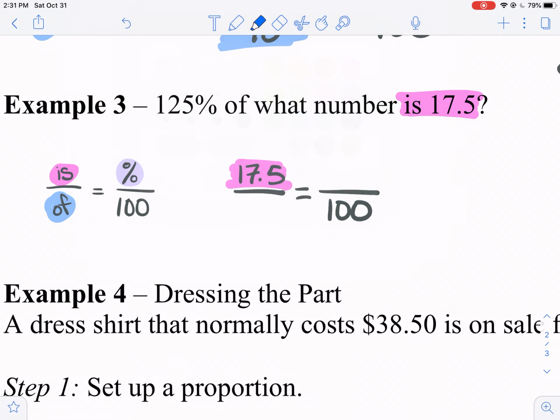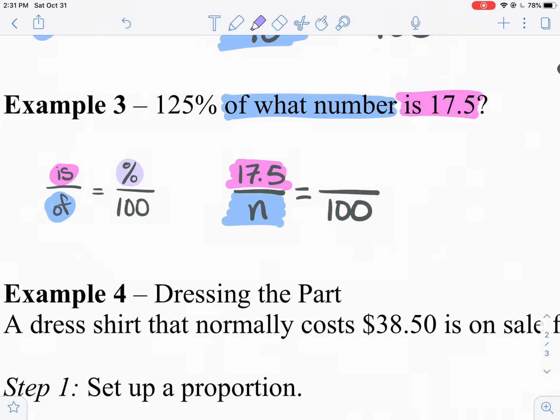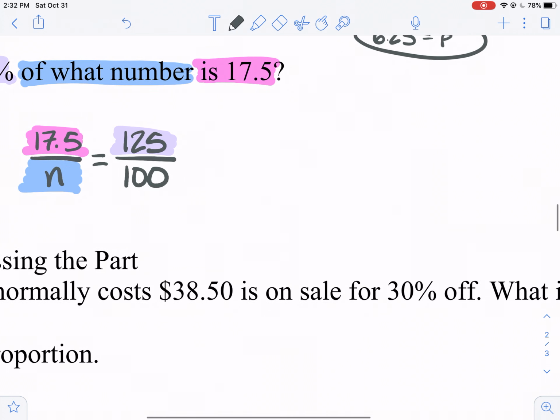What is our "of" number? We don't know. Let's plug a variable in there. How about n for number? And what is our percent? Our percent here is 125%. Wow. So we'll put 125 right there. Now that we have our proportion set up, let's go for it. We've got 17.5 over n equals 125 over 100.